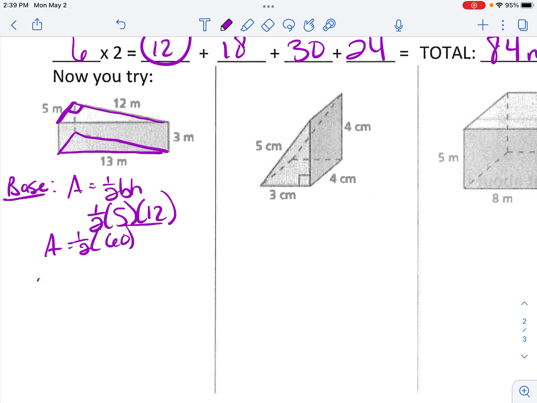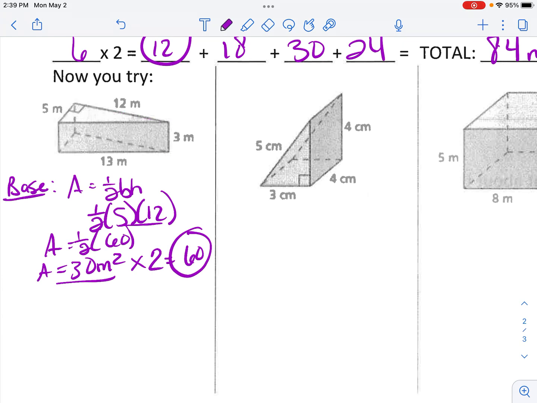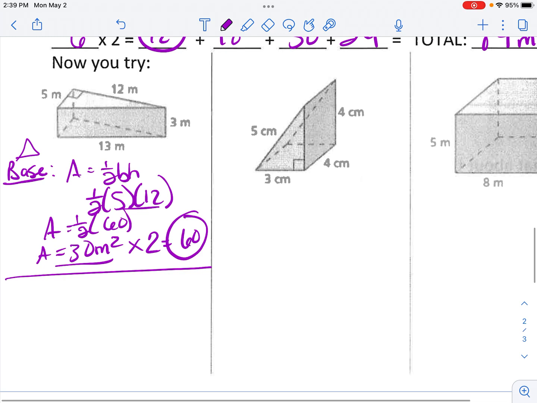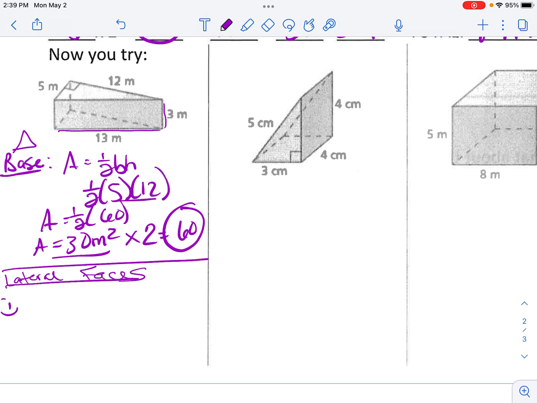5 times 12 is 60. Half of 60 is 30 meters squared. We're multiplying it by 2 since there's a triangle on the bottom and top. Okay, those are the bases. I'm going to write triangular base. Now, since it's a triangle, there are 3 lateral faces. Okay, I can see one right here. It's a 13 by 3. I'm going to put lateral faces. And there should be 3 of them.